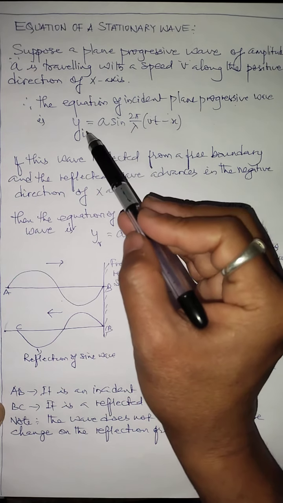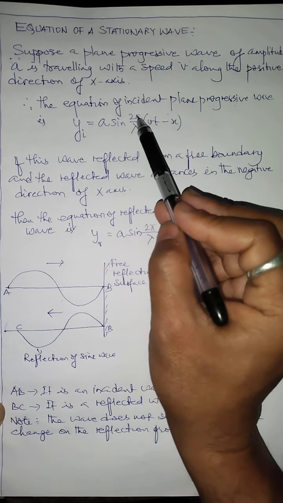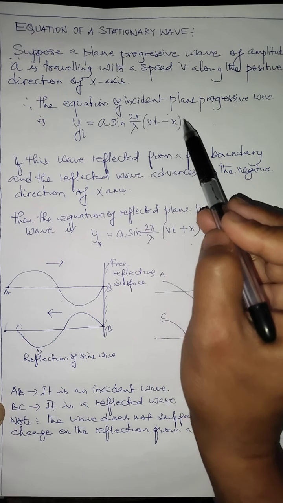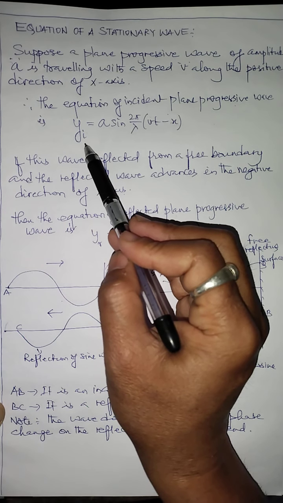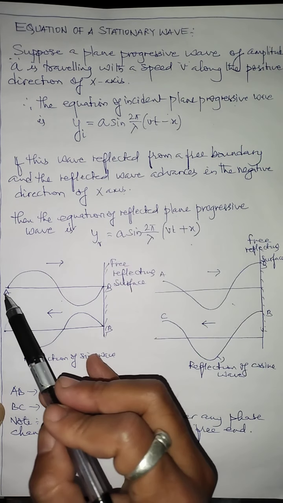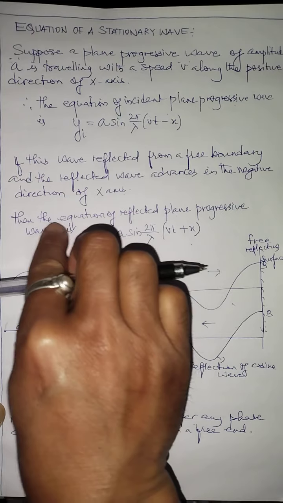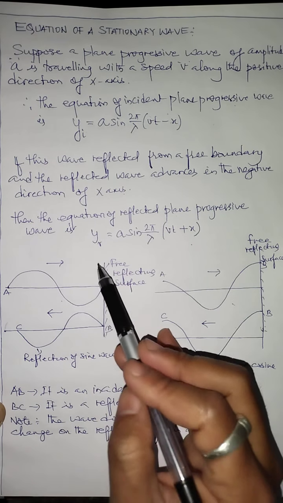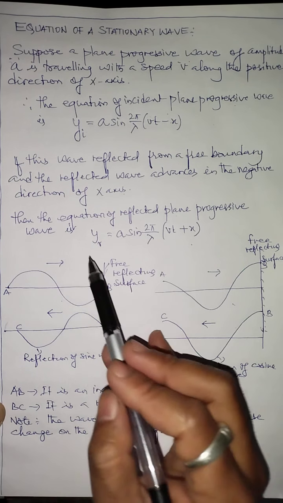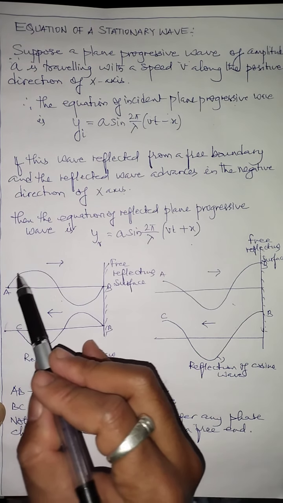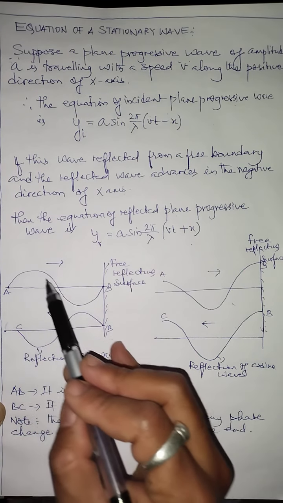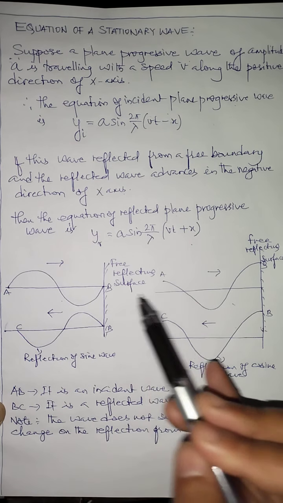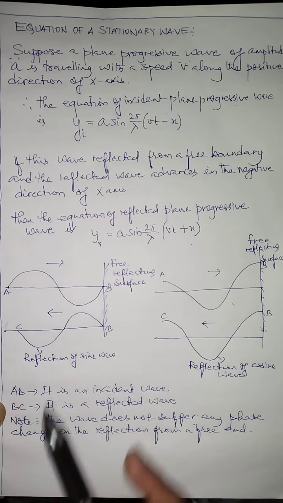So yi equals a sine 2π/λ (vt − x) is the displacement of the plane progressive wave when the wave propagates in the positive direction of what axis? X-axis. And this wave is incident on the free reflecting surface. Free reflecting what? Surface. So when the wave propagates in this manner, AB is the wave which is incident.